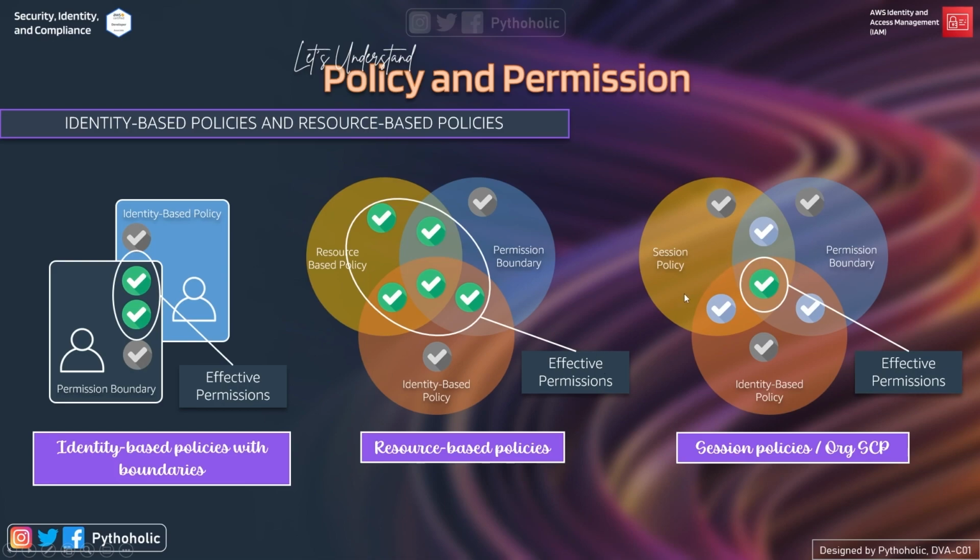The last one is session based policy, and the effective permission for this set of policy types is the intersection between three policies. The three policies are session policy, permission boundary, and identity based policy. And the intersection defines the effective permission for the session policy. And an explicit deny, I am telling you this once again, an explicit deny in any of these policies overrides the allow. So I hope you got the point between the differences between the effective permissions of all three use cases.